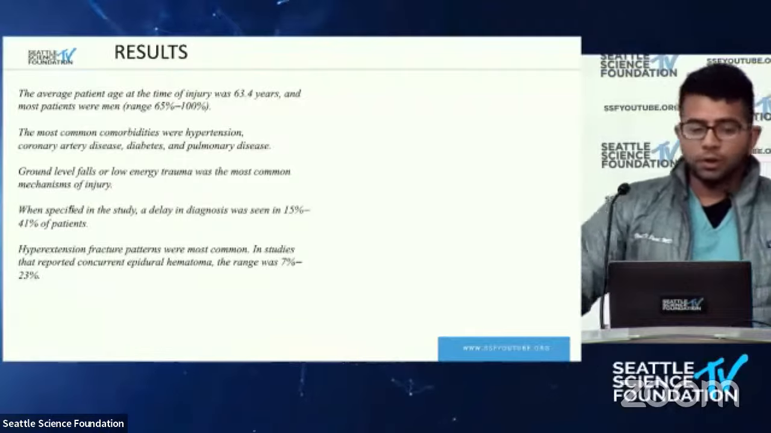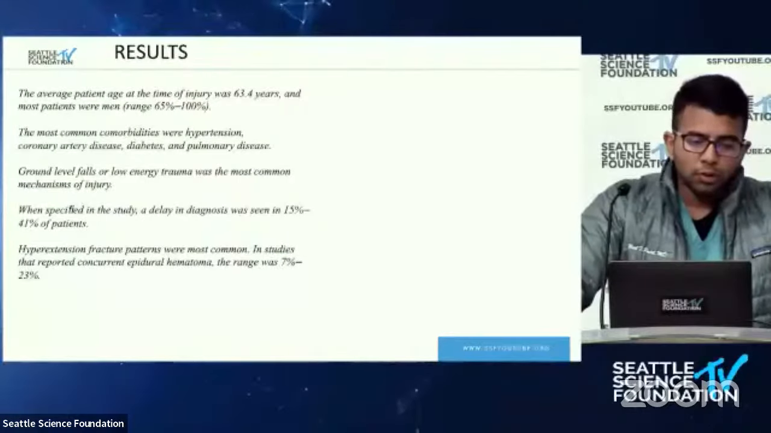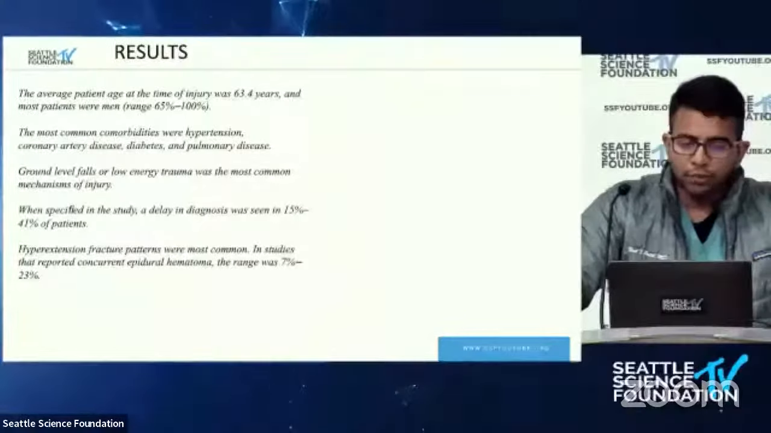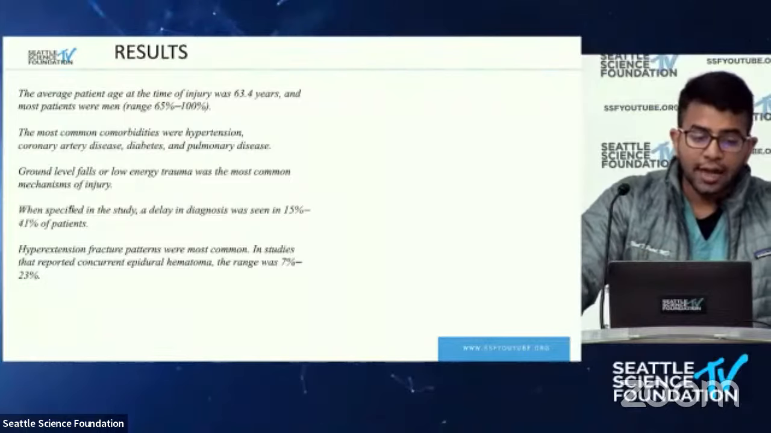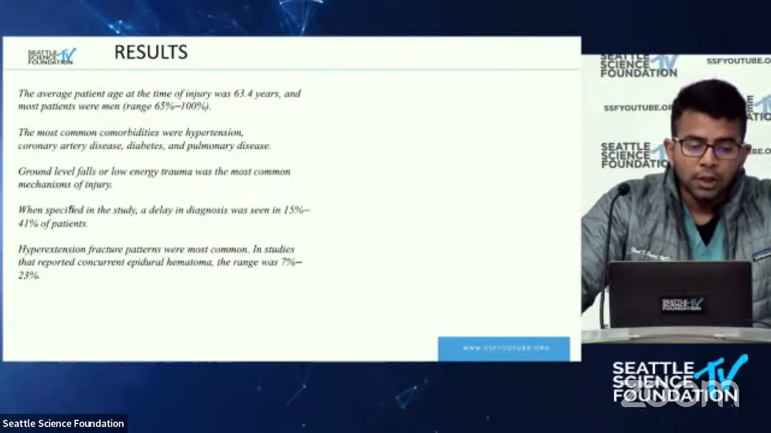The result for the average patient age at the time of injury for these patients was about 63. Most patients were men. Most common comorbidities again included hypertension, coronary artery disease, diabetes, pulmonary disease. So all the things that we already think of that increase morbidity and mortality post-op from regular surgery. So this just kind of adds to that. Again, ground level falls and low energy trauma were the most common type of injury in these patients.